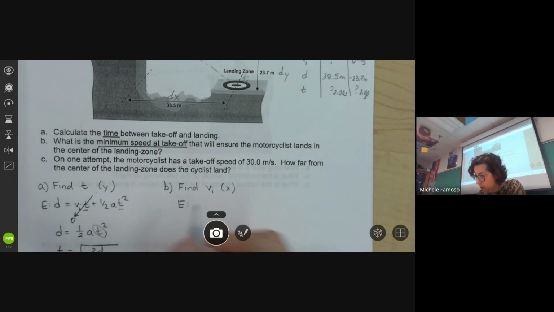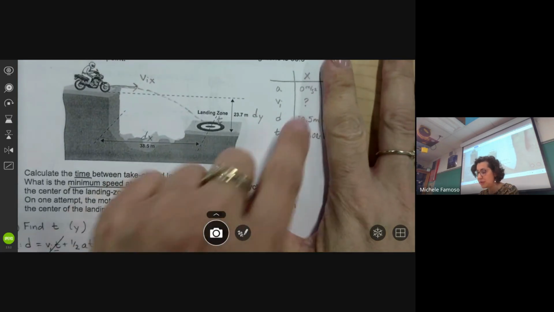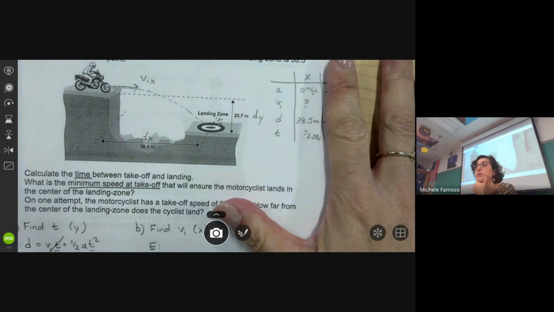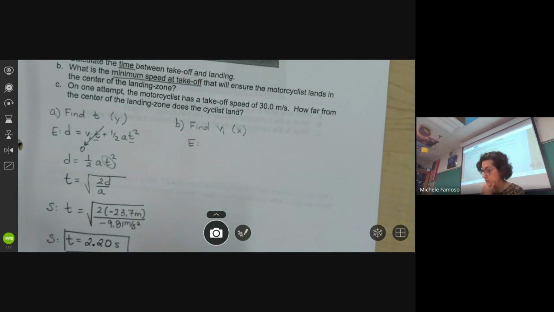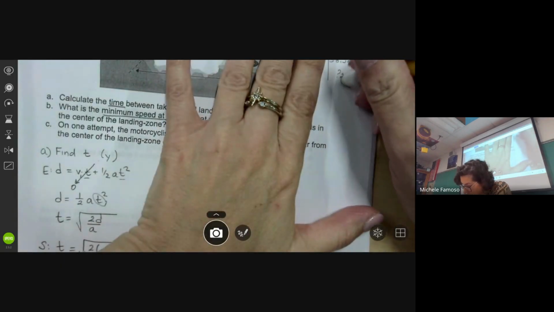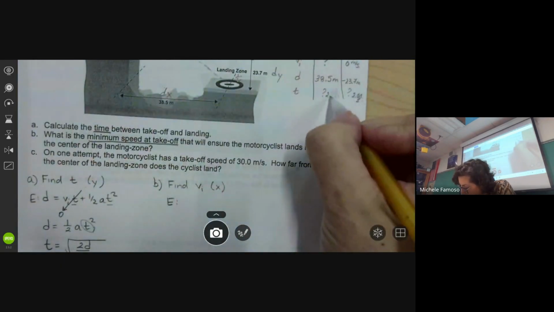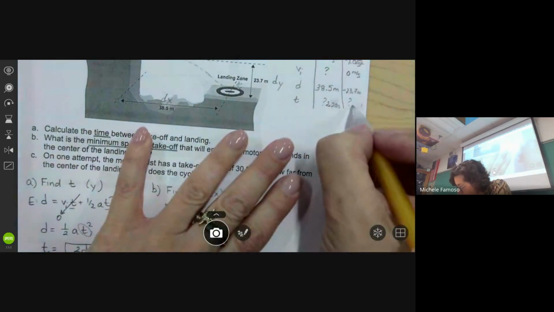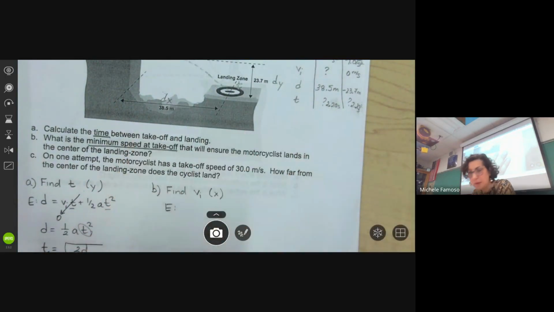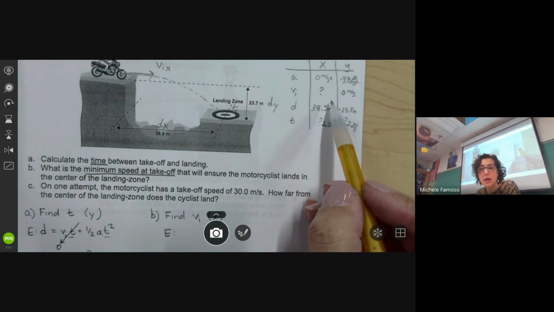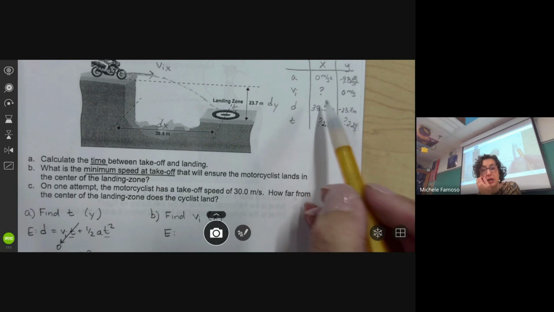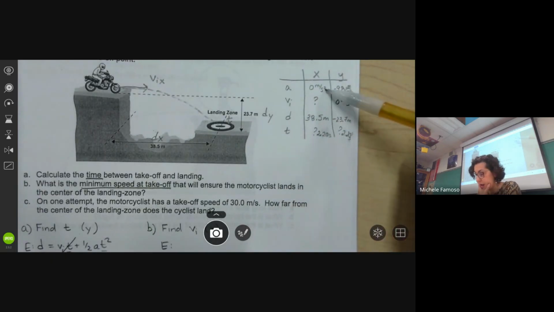Okay, I need an equation, Devin, that I can use to get that VI in the X direction. Isn't that what I wrote down? 2.20? Oh, thank you. I just copied it incorrectly. 2.20. Thank you. Okay, so what equation, Devin, can I use to get that VI if I have an A, a D, and a T?